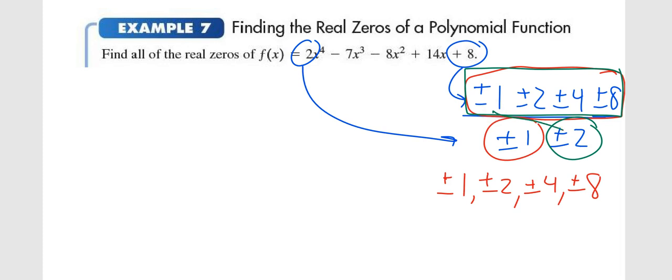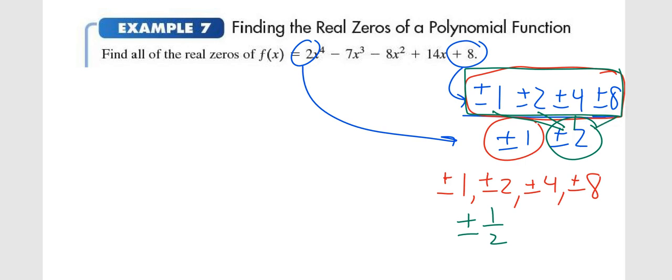How about 1 over 2? Is that adding to my list? Yeah, that's a new value. How about 2 over 2? That is not a new value because we already have 1. How about 4 over 2? Is that adding anything new? No. 8 over 2? Still no.